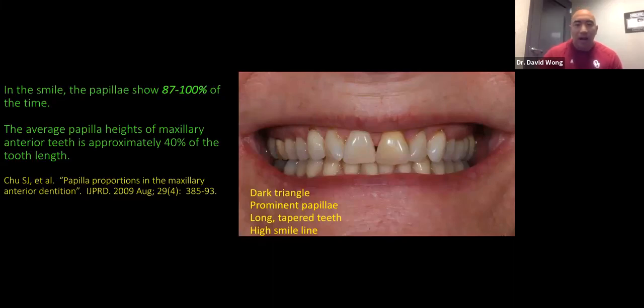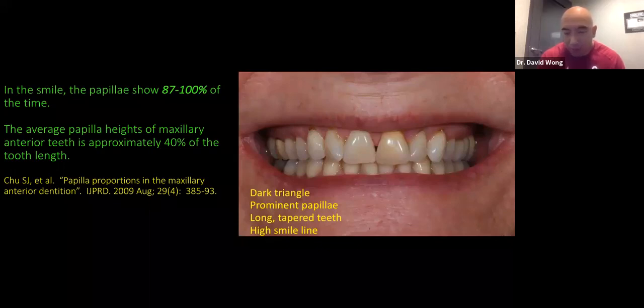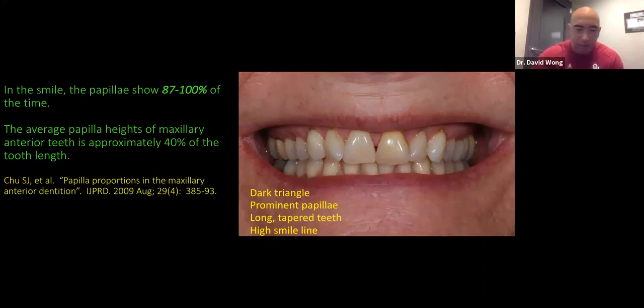So whenever we talk about a high smile line, when we look at Steve Chu's paper here, in the smile, the papilla show about 87 to 100% of the time. And the average papilla height of maxillary anterior teeth is about 40% of the root length. 40% of the tooth length. So that gives you a guideline on how big the papilla should be. It also gives you a guideline on how often they're visible in the smile, even though the lip may not come all the way up past the gingival zenith.